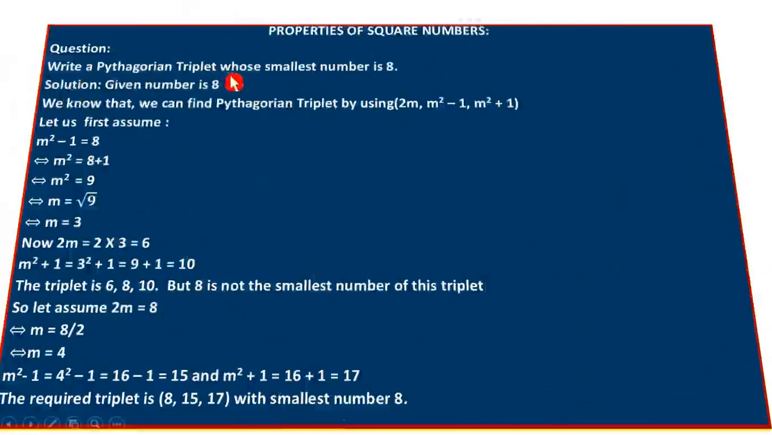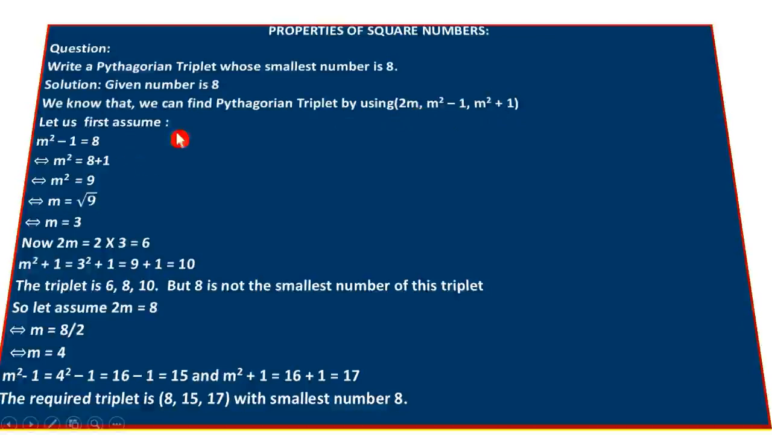Question: write a Pythagorean triplet whose smallest number is 8. One number is given, that smallest number is 8. That means the other two we have to find out. So the given number is 8. We know that we can find the Pythagorean triplet by using the formula I have told you to learn: 2m, m square minus 1 and m square plus 1.